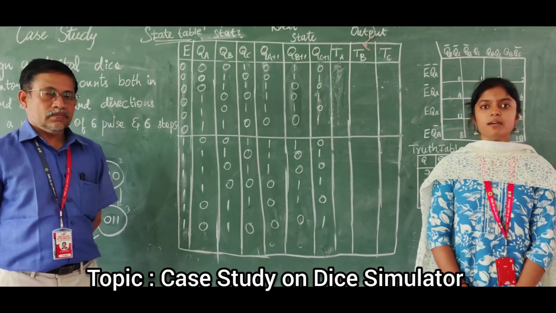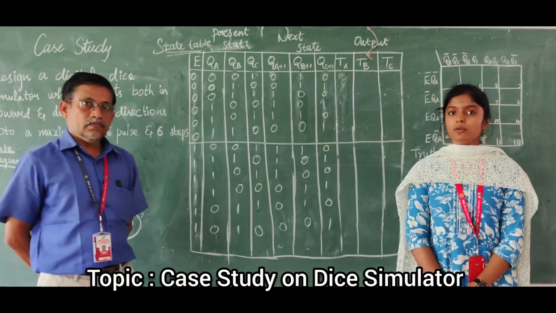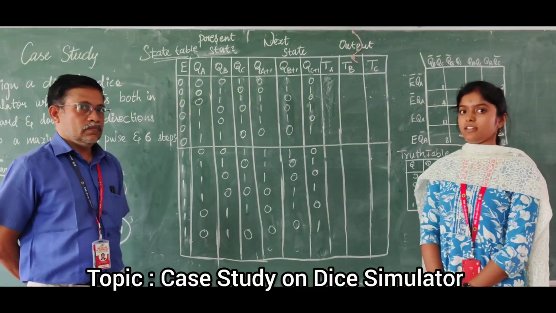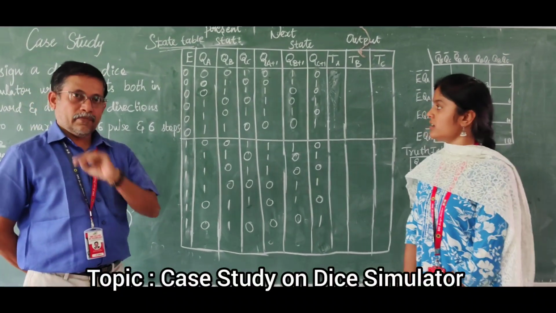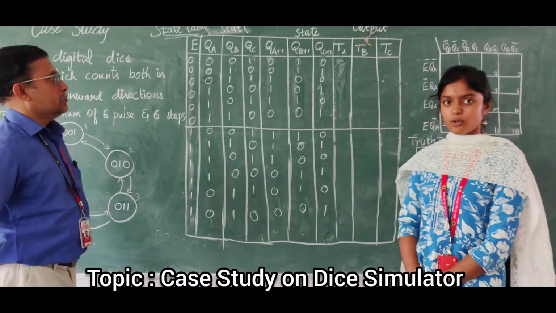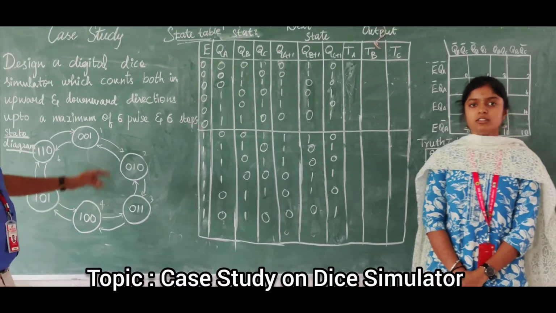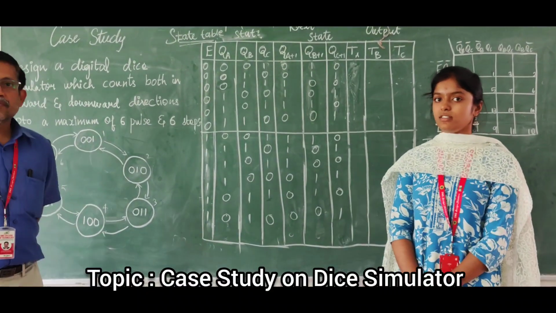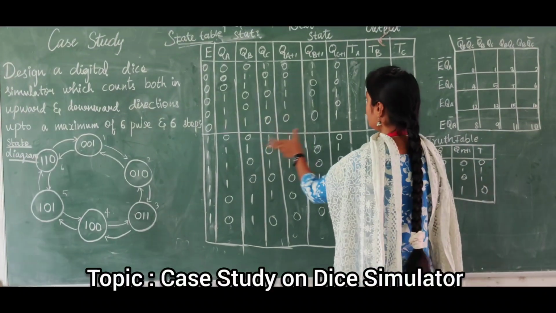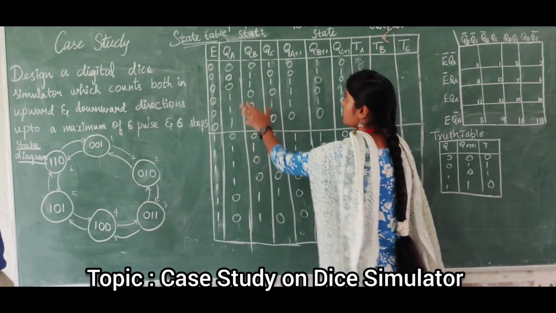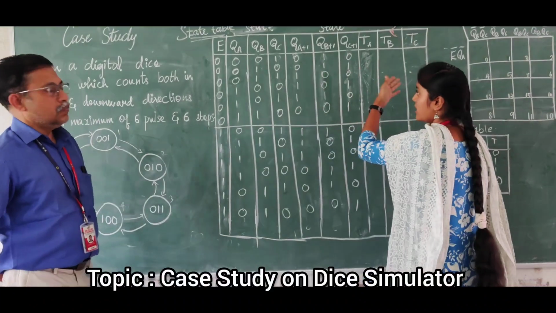My name is Kavipriya. I am from the second year department. Today I am going to explain the state table or excitation table. Before going to this topic, I am just going to recall the digital dice simulator. It is a counter circuit which generates the numbers 1 to 6. According to the die number, we are taking a state table with present state, next state, and the output.